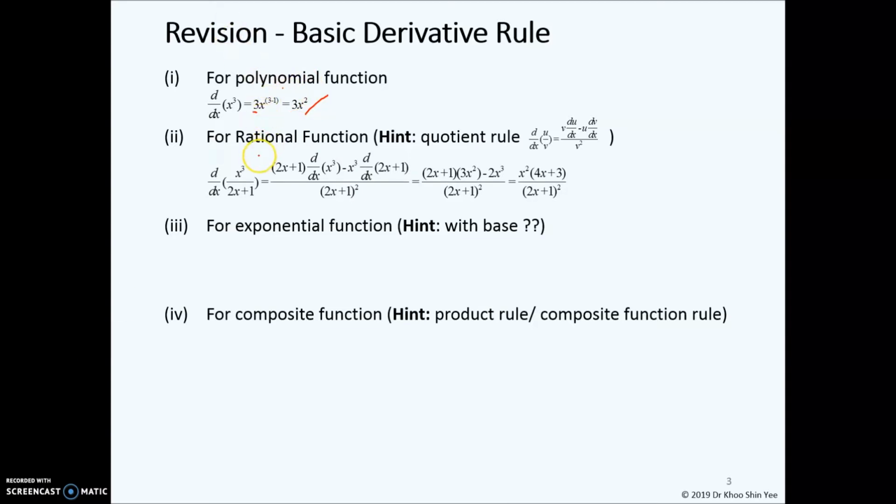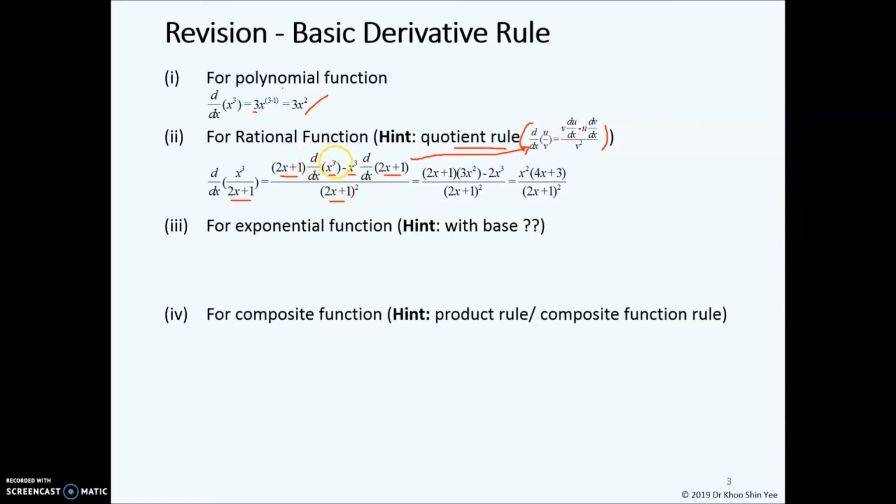Next, if you want to perform the differentiation for a rational function like this, then you have to be familiar with the quotient rule. This is the formula that we use. We take the 2x plus 1 and differentiate the x to the power of 3, then we take the x to the power of 3 and differentiate the 2x plus 1, and we subtract it, divided by (2x plus 1) to the power of 2. This formula is the quotient rule.